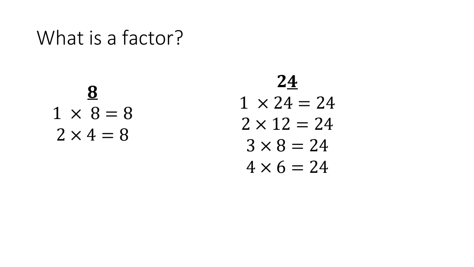So let me give you an example. What is a factor? Okay. So for instance, if I have the number 8, the factors of 8 are 1 times 8 will give me 8, and 2 times 4 will give me 8. So the factors of 8 would be 1, 2, 4, and 8. How about 24? What are the factors of 24? So to get 24, it's 1 times 24, 2 times 12, 3 times 8, 4 times 6. So the factors of 24 would be 1, 2, 3, 4, 6, 8, 12, and 24. These are the factors of 24.